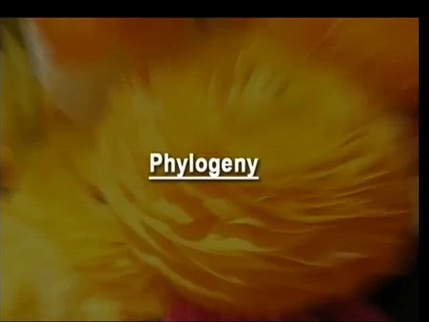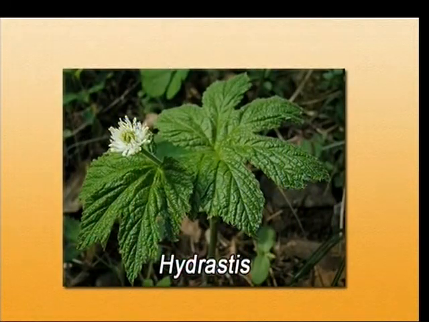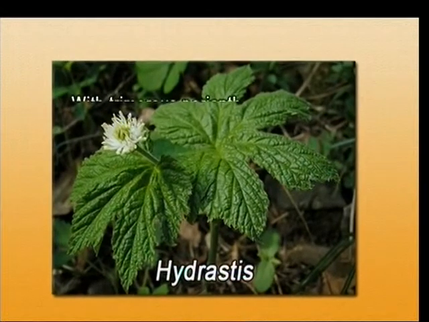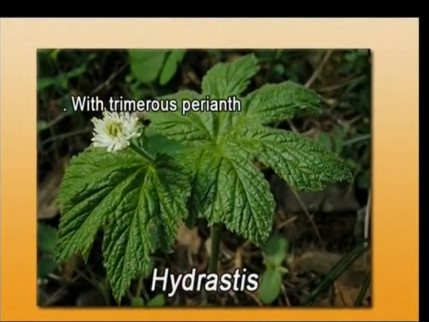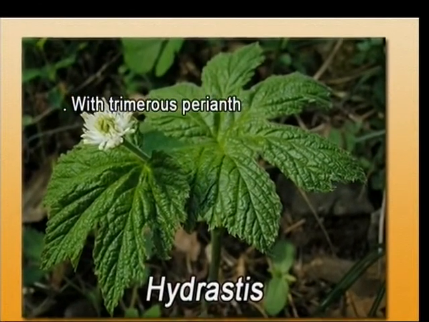Now, let us come to the third part of the lecture, that is its phylogeny, its evolutionary relationships. Cladistic analysis based on both morphological and molecular data has supported the monophyletic origin of the family. A genus by the name of Hydrastis has a trimerous perianth, that means the perianth is present in 3 or multiples of 3.